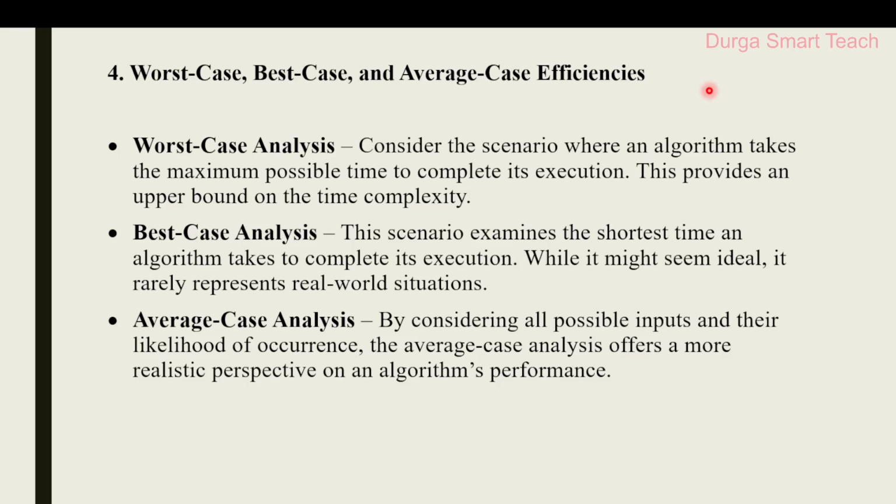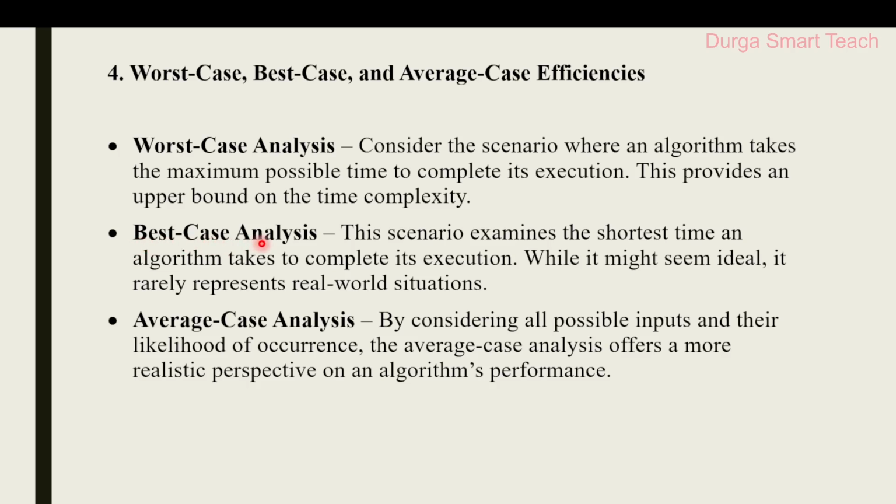So the first case, the name itself indicates, considers the scenario where the algorithm takes maximum possible time. So it is taking more time to complete the execution. It provides an upper bound on the time complexity. Okay, so in that case we will say worst case analysis. For example, for sorting 5 elements, if it takes 2 minutes or 3 minutes, we can say that is worst case analysis. Why? Because it is taking more time.